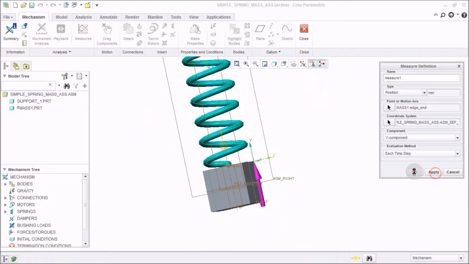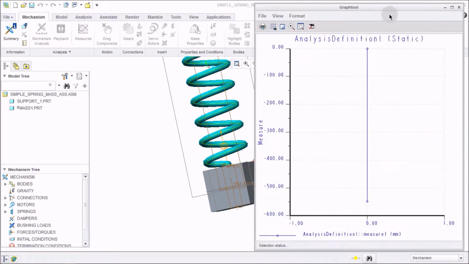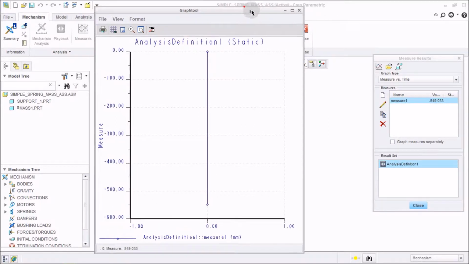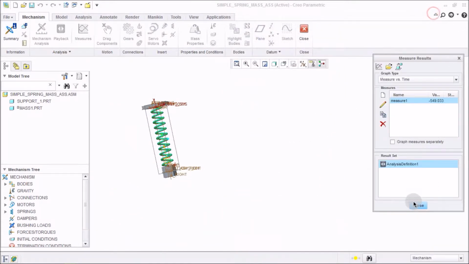Okay, so from this point we can see the deflection of this spring. As you select this point, it indicates around 49.033 mm, because initially it has an initial distance of 500, but the position is minus 549.033 mm. Now we will take a dynamic analysis of this system.